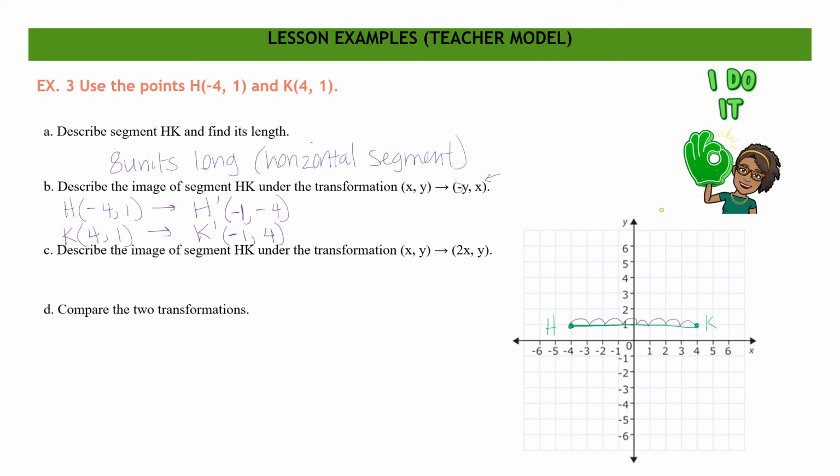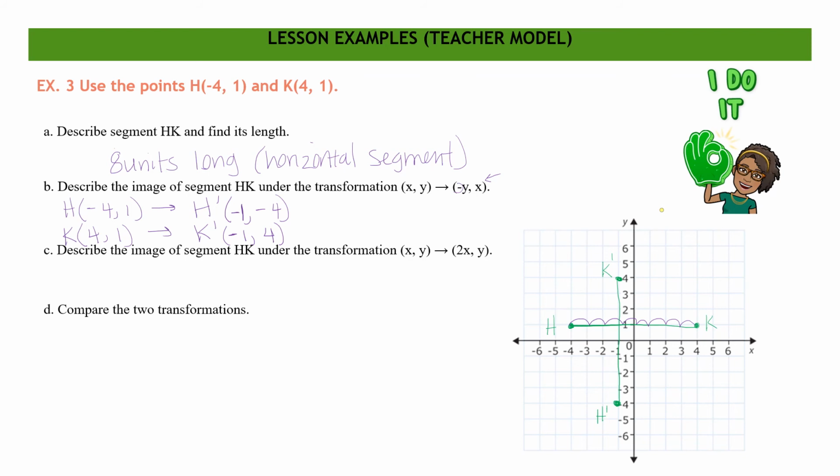So h prime is (-1, -4), so to the left 1 and down 4, so we're going to be here, and that's going to be h prime. And then we have k, which is (-1, 4), so to the left 1 and up 4, so that's going to be here, and that's going to be our k prime. And then that's our new segment transformed under that notation.